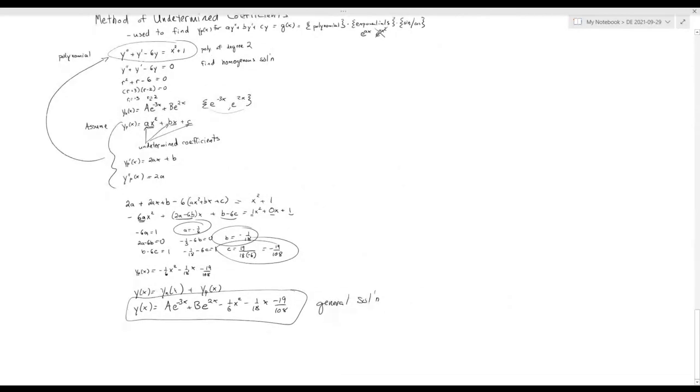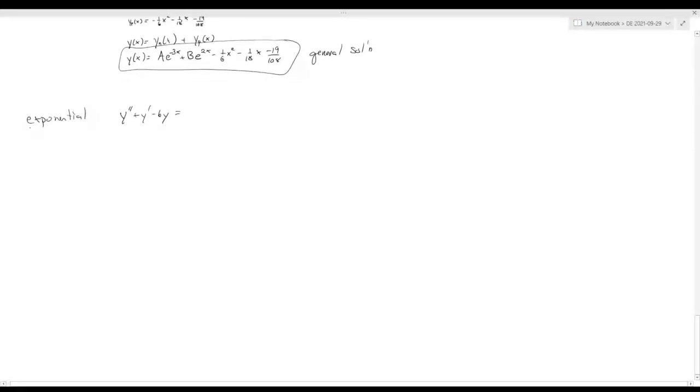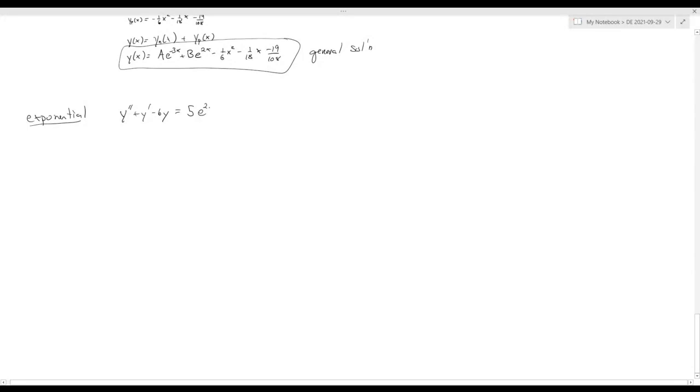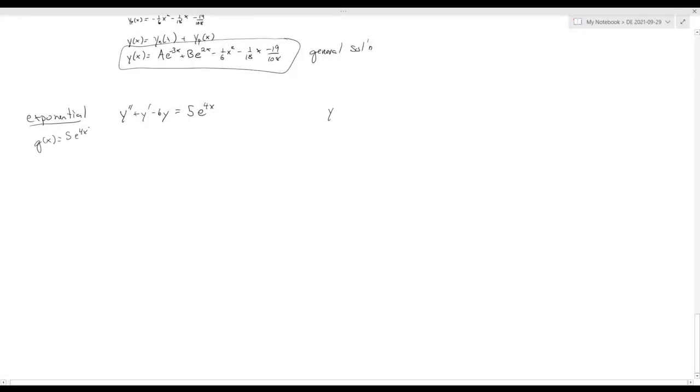Let's look at an exponential. This time the right-hand side is going to be some sort of exponential, and we'll compare 3 cases. By exponential, I mean the right-hand side is just some simple exponential function. We know that the homogeneous part is going to be the same for all 3, and we already know the fundamental solution set because it's exactly the problem that we did previously.